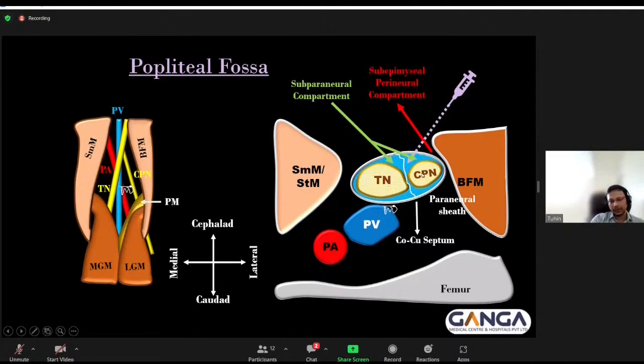Tibial nerve and common peroneal nerve, they are separated by a septum known as Koku septum or Compton-Kuvelheier septum. This is another fibrous connective tissue connecting the anterior and the posterior part of the paraneural sheath. This septum might cause hindrance in spread of local anesthetics from one compartment to another. Just ensure that the drug reaches around both nerves and ensure the circumferential spread.